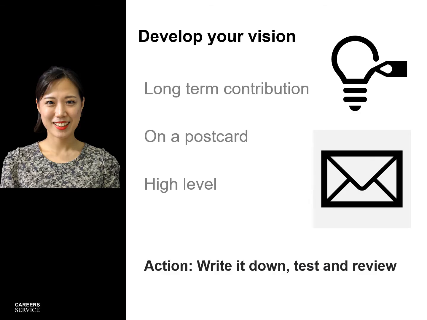So what is research vision? It's kind of, if you fast forward, let's say 5, 10, even 20 years ahead, what do you want to do with your academic life? So how do you actually write this or start writing it?